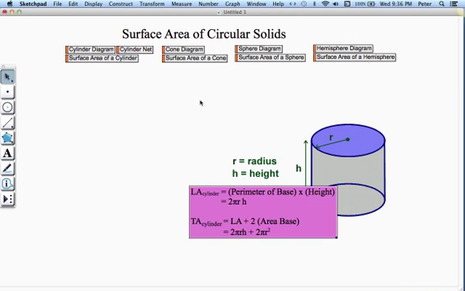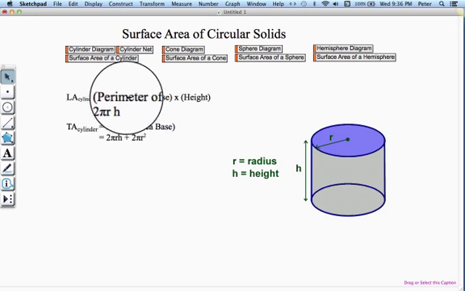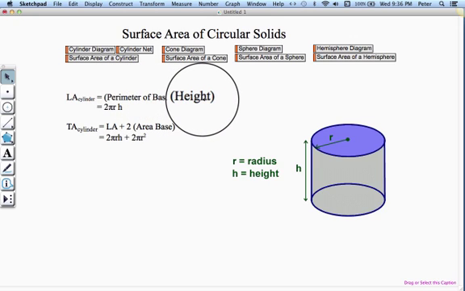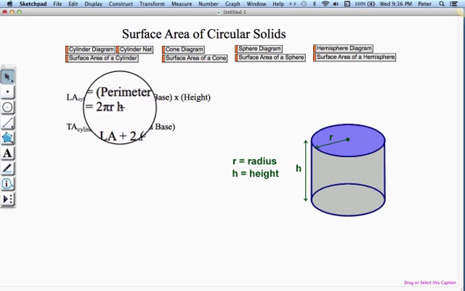Alright, so if we take a look at the lateral area of a cylinder, we can see that it is just like a prism: the perimeter of the base times the height. But since the base is always a circle, that perimeter can be expressed as 2 pi r, and the height is just h. So make sure you get that formula in your notes.